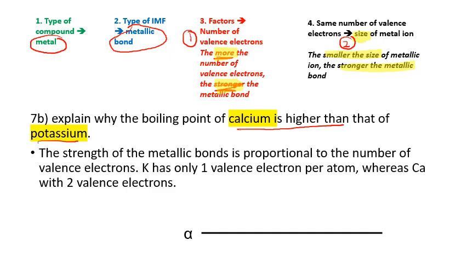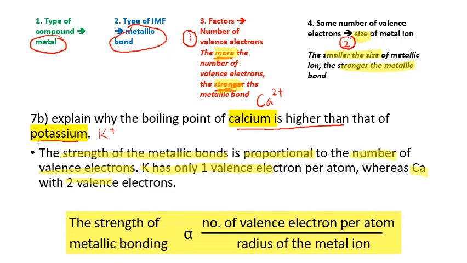So here we check calcium. If it forms an ion, it becomes calcium 2+. If potassium forms an ion, it becomes K+. So in this case, calcium has the stronger metallic bond because it consists of 2 valence electrons. If we look at the explanation: potassium only has one valence electron, while calcium has two valence electrons. The strength of metallic bonds is proportional to the number of valence electrons and inversely proportional to the radius of the metal ion. So this formula you must remember.